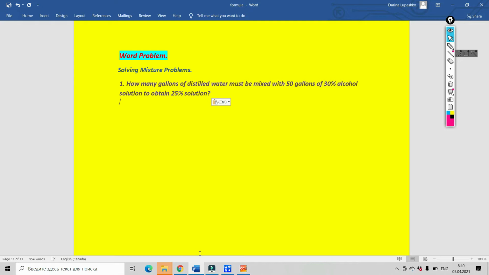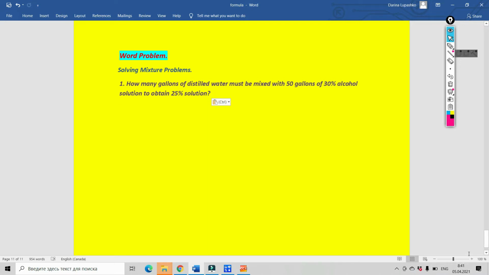Our first problem is, how many gallons of distilled water must be mixed with 50 gallons of 30% alcohol solution to obtain 25% solution? The main idea in solving a word problem is to choose one of the unknown quantities and to represent it by a variable, for example x, and to represent other unknown quantities in terms of x.